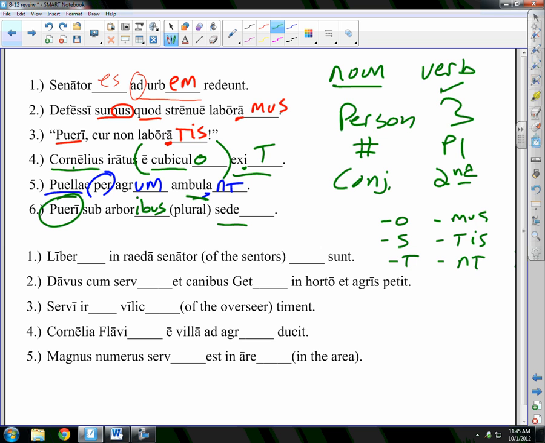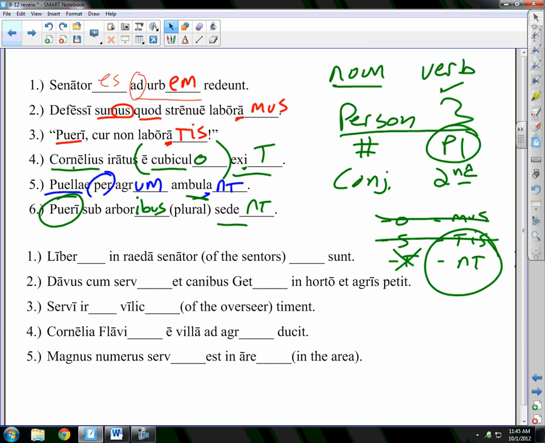If I say it's third person, I can eliminate the first and second persons. If I say it's plural, I can eliminate the singular. That leaves me with just the NT. All of these are a process of elimination.